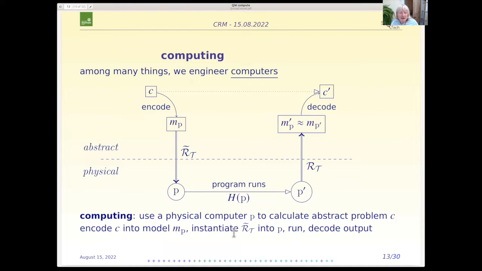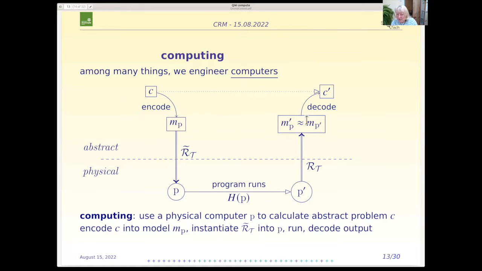And among many things we engineer computers. And they have a specific type of task to do. We have a problem calculation here that we want to do. But to start with it is completely unrelated to our model or our physical computer. So we have to encode it first in a way that the computer understands. Then we can take that encoding, prepare our physical system, which is our computer, let it run the program. We now observe what comes out.